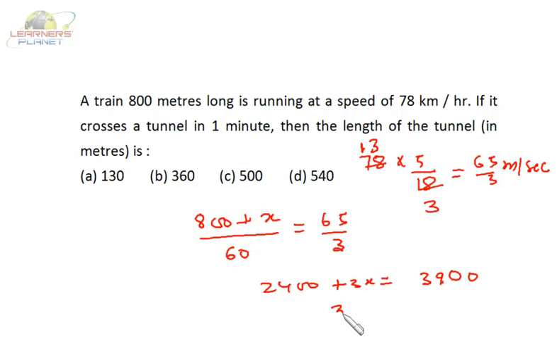Okay, so 3x is equal to 1500, x is equal to 500. That means the length of the tunnel is 500 meters. Okay, I'm sure your answer and solution is matching with mine.